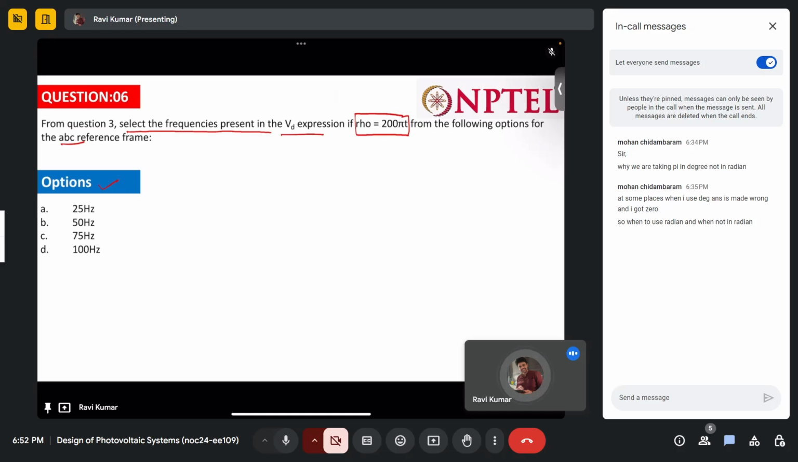Here you need to find out the frequency of the DQ frame and then the frequency of the ABC frame, and the difference will be the answer.